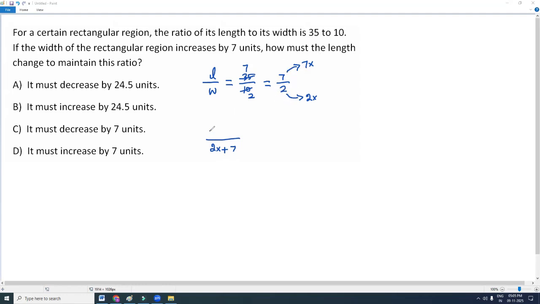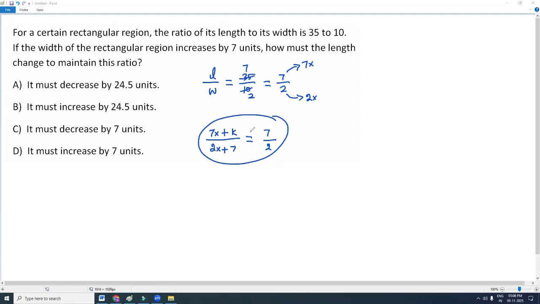Okay, now let me assume the length of the rectangle has to be changed by k units. Then we have to take a positive k. Now, this ratio must be equal to the given ratio 35 over 10 or 7 over 2, because the question says that we have to maintain the given ratio. So it must be equal to the original ratio 35 over 10, or the simplified form 7 over 2. Okay, now in this one, we have to solve for k. If the value of k is positive, then the length has to be increased. If the value of k is negative, then the length has to be decreased.